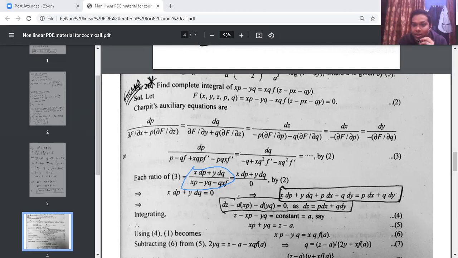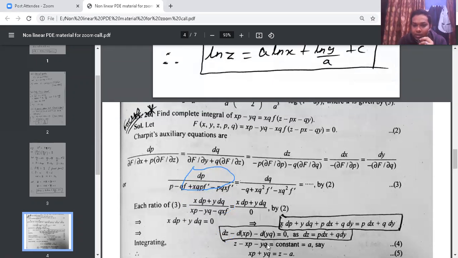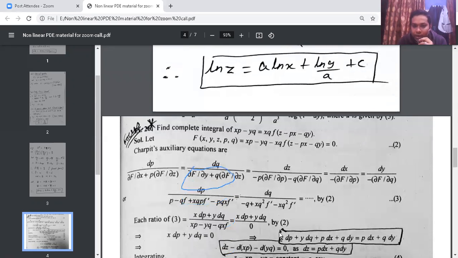Now the picture doesn't end here. So now what they have done is they added p dx plus q dy to this. So it came out to be x dp plus y dq plus p dx plus q dy equal to p dx plus q dy. Now we are aware that dz equal to p dx plus q dy. What they did is they replaced this term. Now look at this. Just highlight. Let me highlight it.